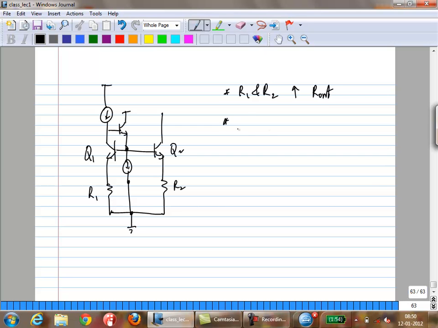But you can also show R1 and R2 actually improve the matching between the two currents. So in this case, as before, if you calculate the error term, okay, it turns out the error term is actually an inverse function of R1 and R2. Okay, so if R1 and R2 are large enough, the error term becomes very small.